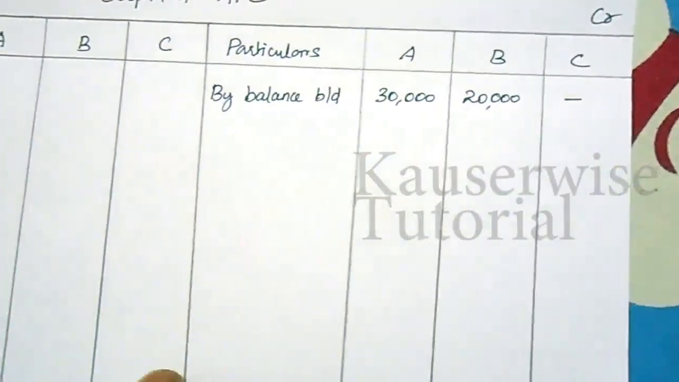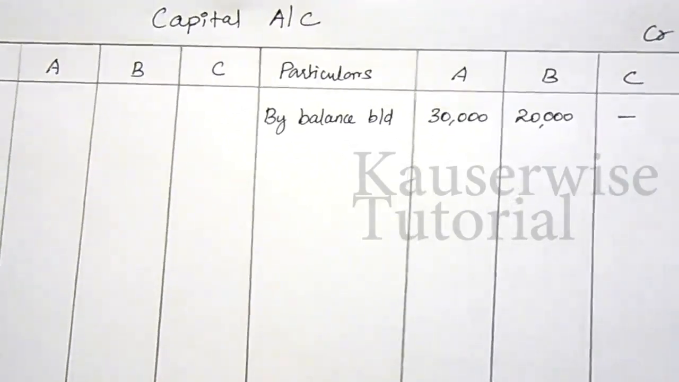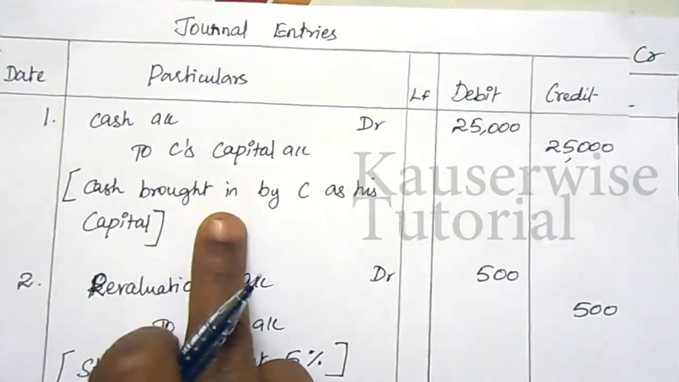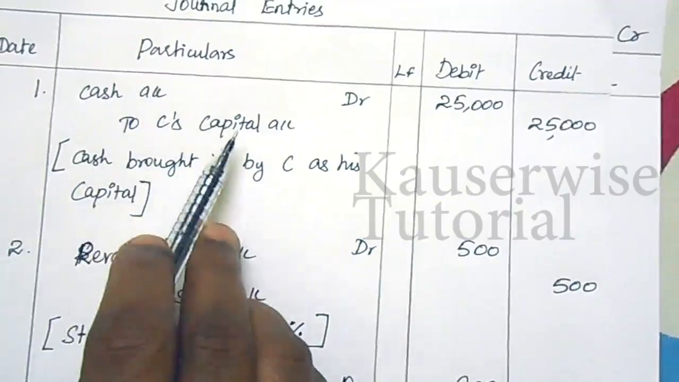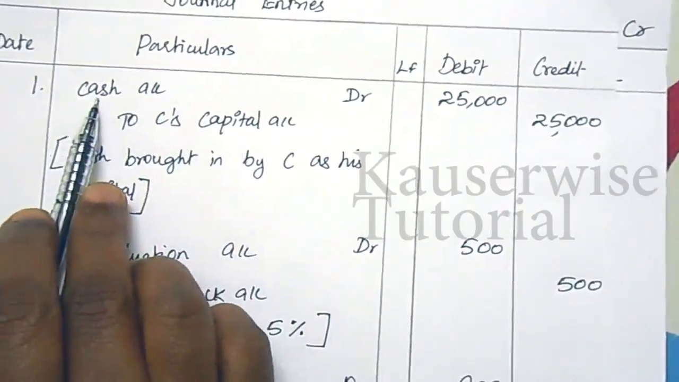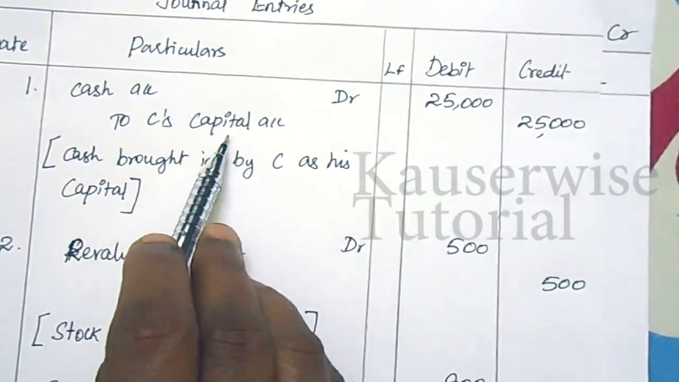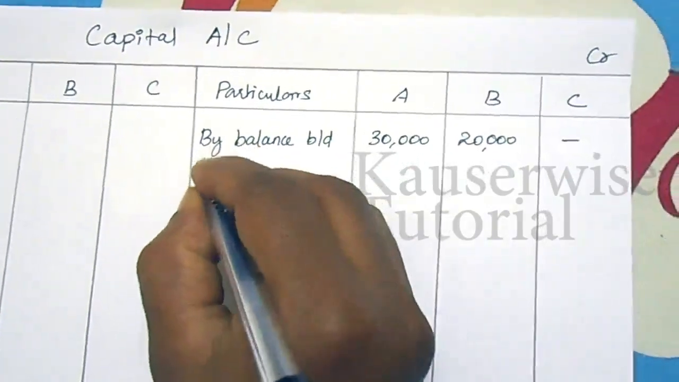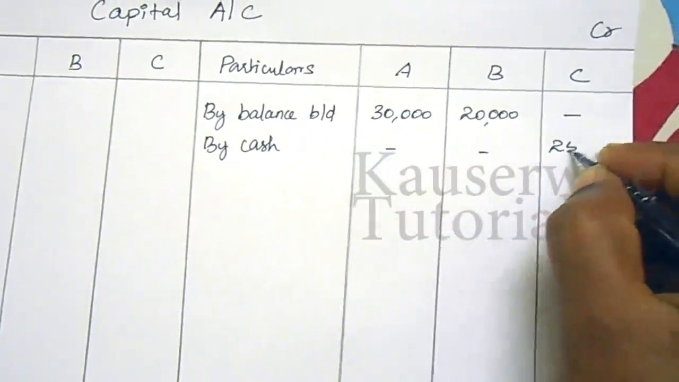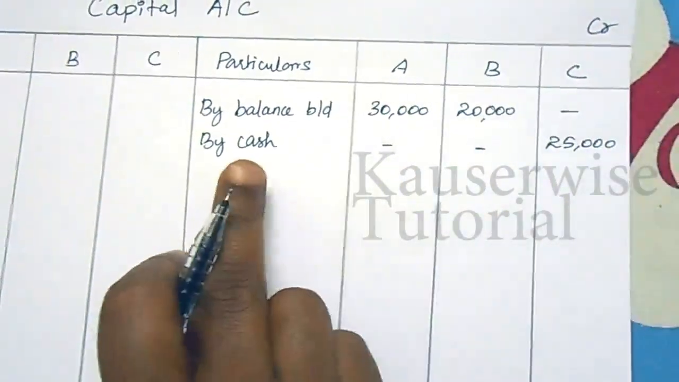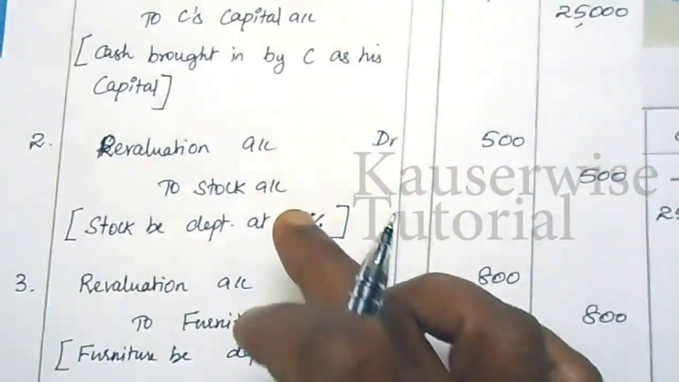Okay, now just see all the journal entries. Wherever you find any capital, that will be transferred to the capital account. Look at the first entry. Cash account debit to C's capital. So enter cash in C's capital account, under the credit side of the capital account. Capital account, by cash. See how much he brought? 25,000, C's capital. So entry is cash account debit to C's capital. By cash 25,000.